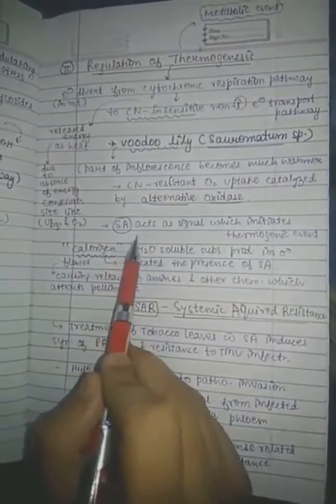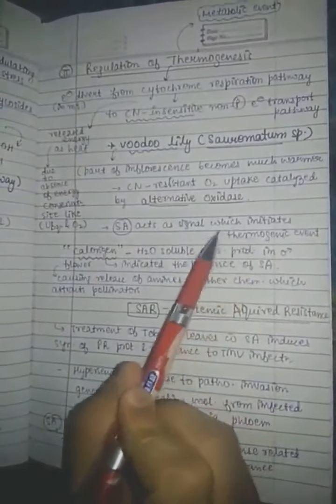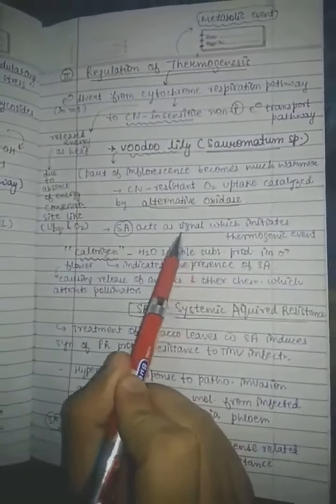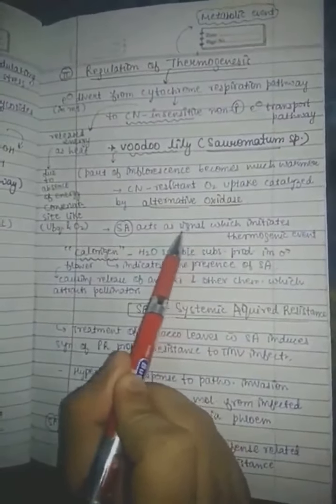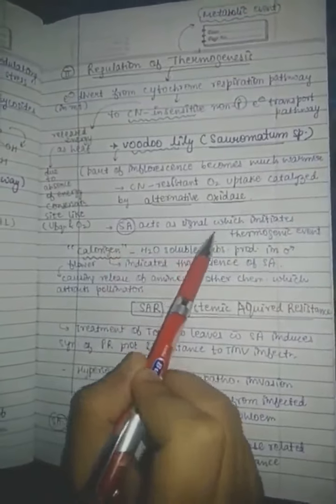So it could be observed that this thermogenic event could be initiated due to signaling. The signaling molecule which initiates this event is salicylic acid. So salicylic acid is one of the signals that initiate the thermogenesis event.